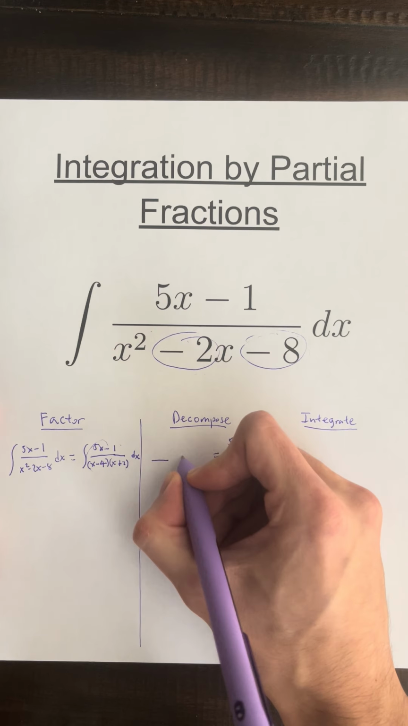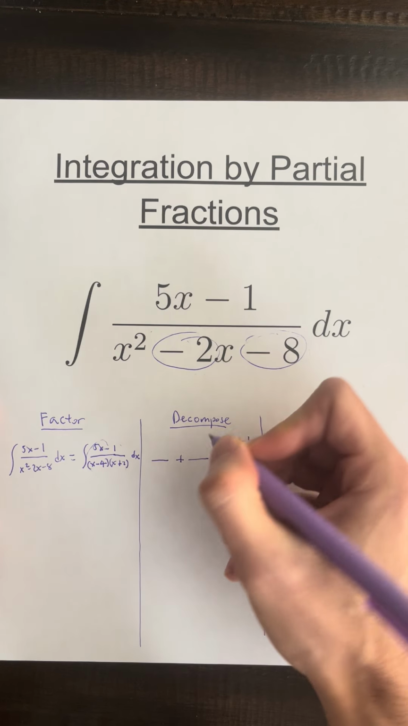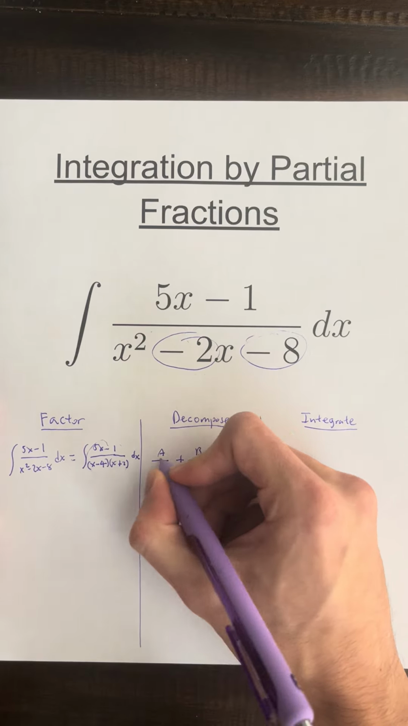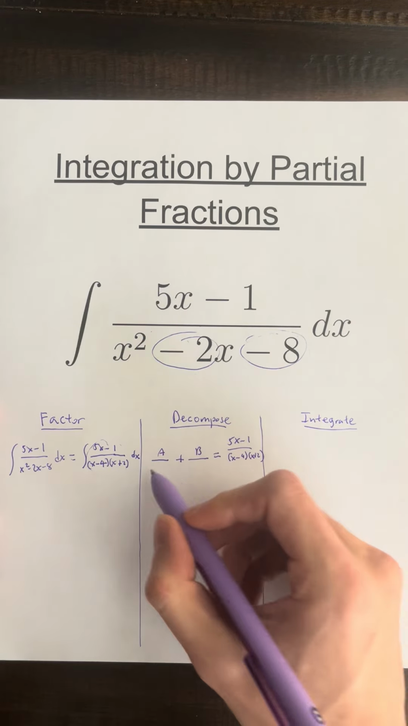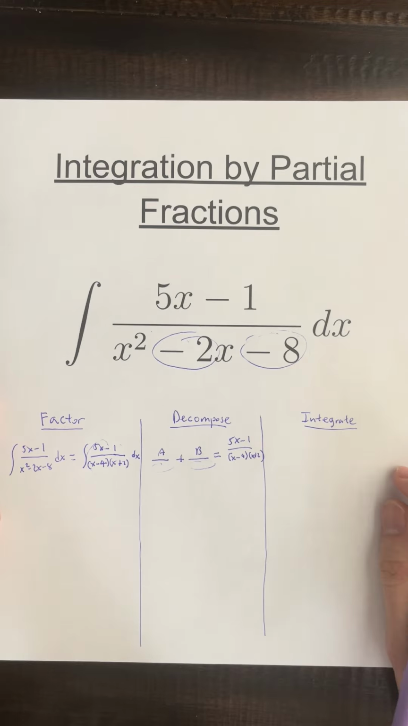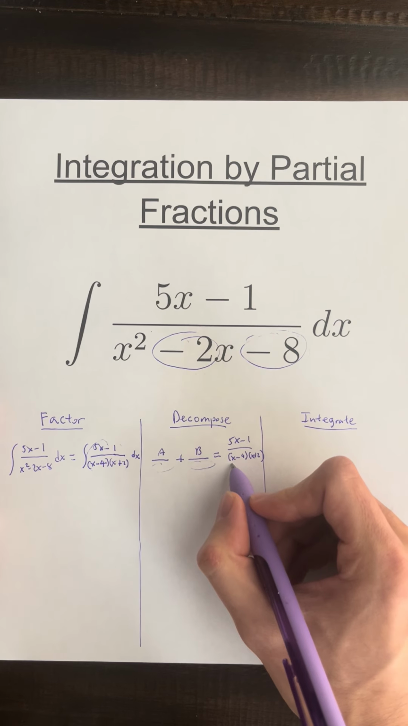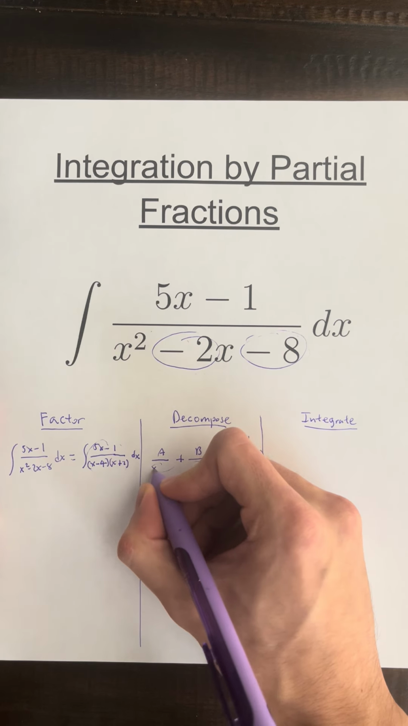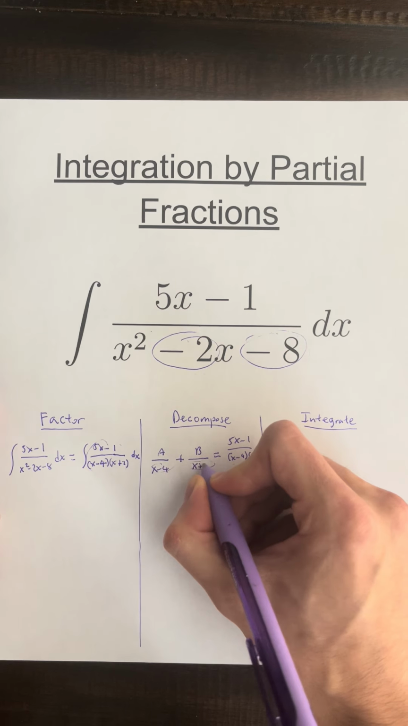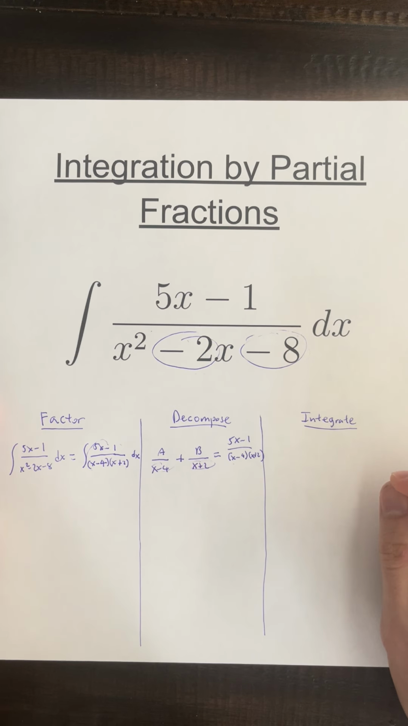What goes on the left-hand side? So A and B go on top. What goes here and here? So x minus 4 goes here, and x plus 2 goes here. Okay.